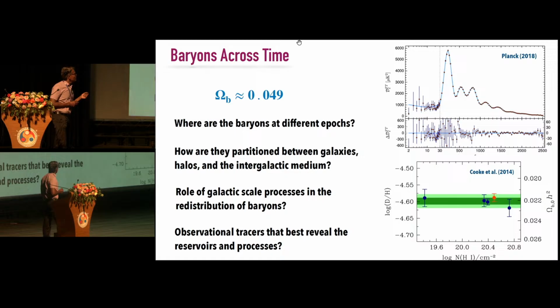Now what is really not known is where these baryons are present at different epochs in the history of the universe. What are the astrophysical systems that harbor these baryons from high redshift to the present?